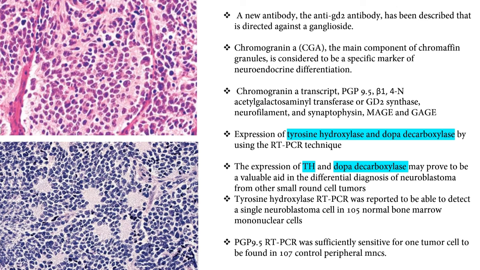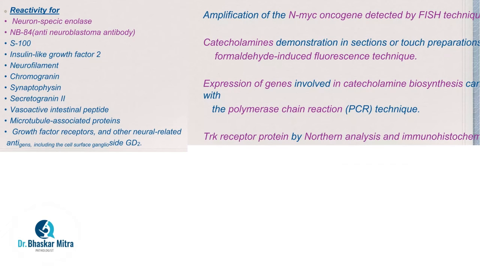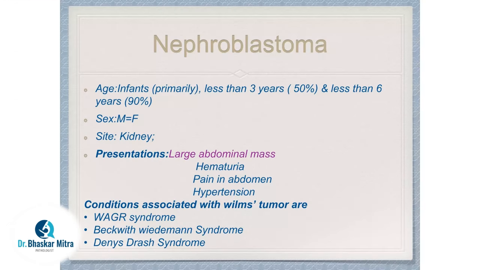These cells strongly express, immunohistochemistry-wise, neuron specific enolase, S100, chromogranin, PGP 9.5, and INSM1. These are the group of tumors which are positive. They usually show nuclear positivity among the cells.